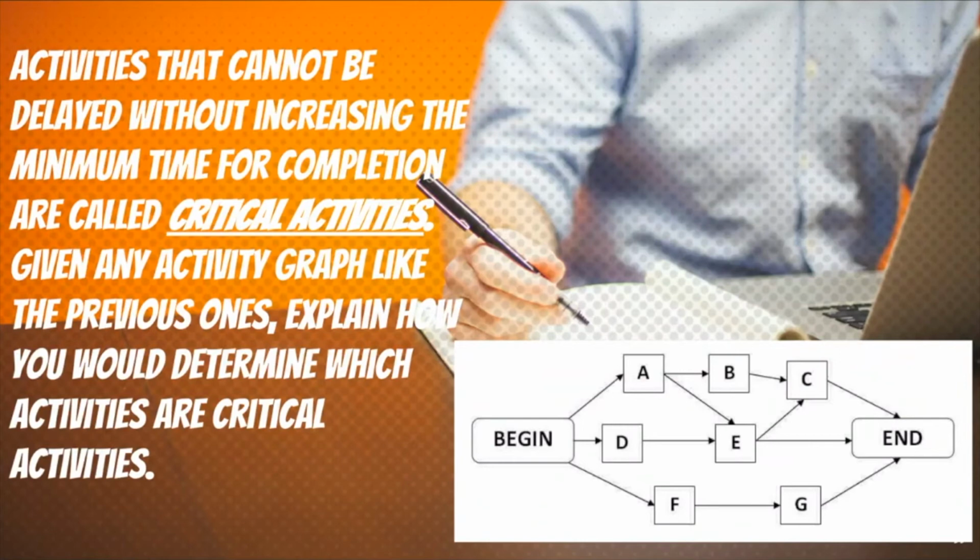Let me rephrase that. When you find all activities that are on the pathway that has the most time to complete all activities in that path, that is the minimum time of completion. If you delay any of those activities, you're delaying the minimum time for completion. And just like it says here in this slide, activities that cannot be delayed without increasing the minimum time for completion are called critical activities. So any activity on that pathway that is the minimum time for completion is a critical activity.